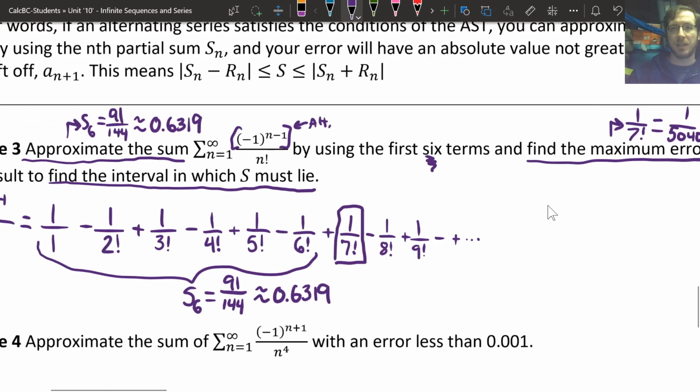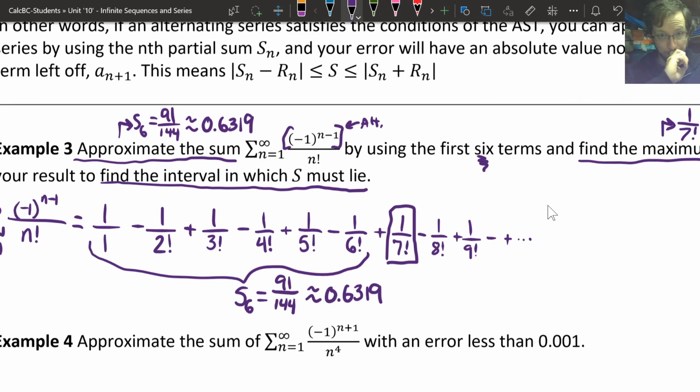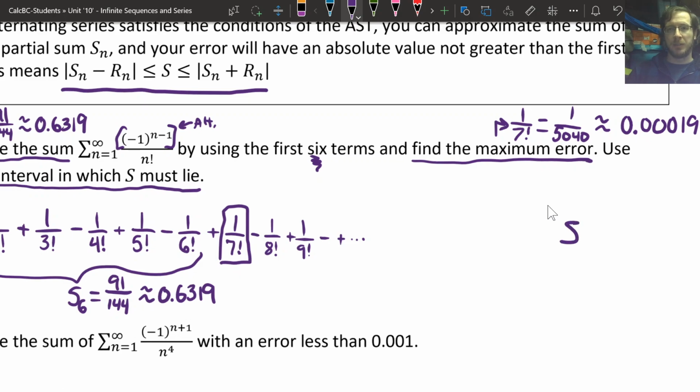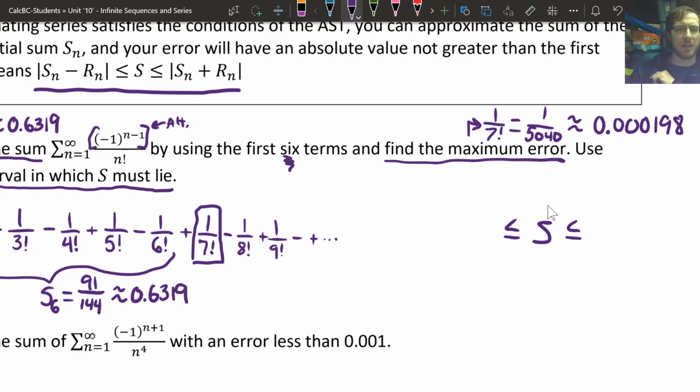All right, so then it says, third thing, use your result to find the interval in which our actual sum must lie. All right, so that's what this piece says right here at the very end, last statement in our box. So all we need to do is say, our sum S is going to be less than or equal to and greater than or equal to two values. And those two values are just going to be our sum, I'm going to use these fractions here instead of the decimals, our approximation plus our error.